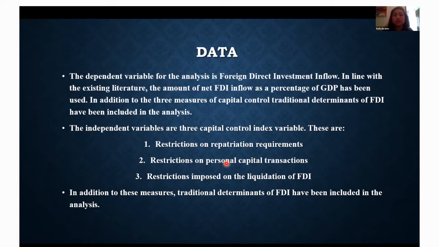In addition to these 3 types of capital controls, I have also included some of the traditional determinants of FDI. For instance, I have accounted for the GDP, then the number of telephone lines per subscriptions. I have also included some of the infrastructural indicators which capture the impact of these economic variables on foreign direct investment. So basically, I have accounted for the controls, but at the same time, I have also given some scope to the traditional economic determinants, which also influence the flow of foreign investment.